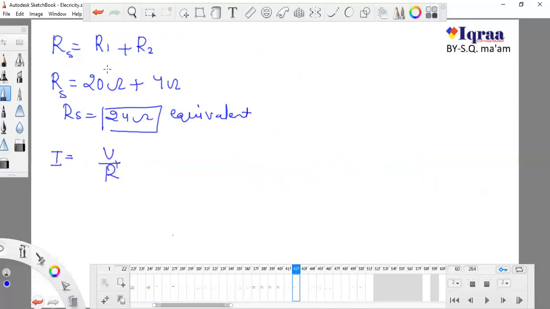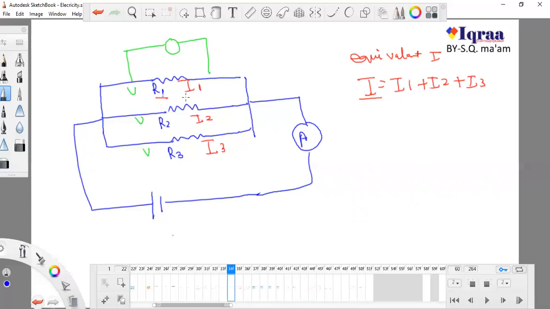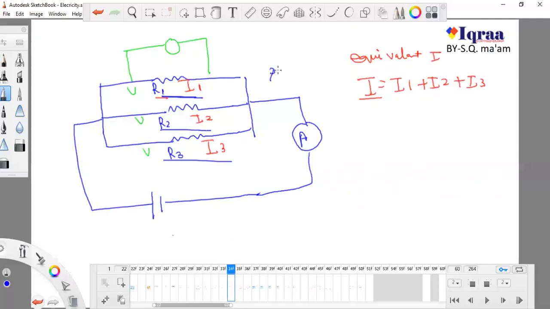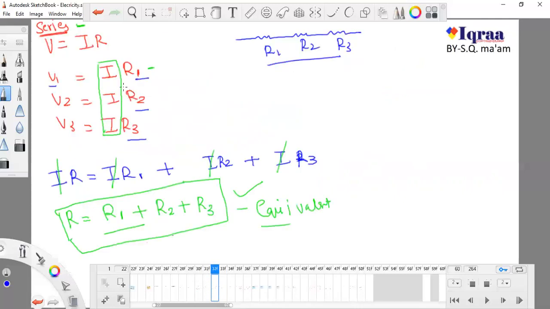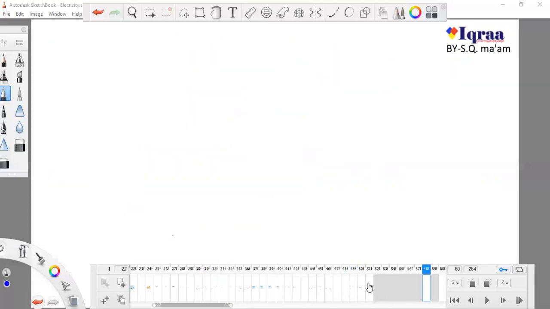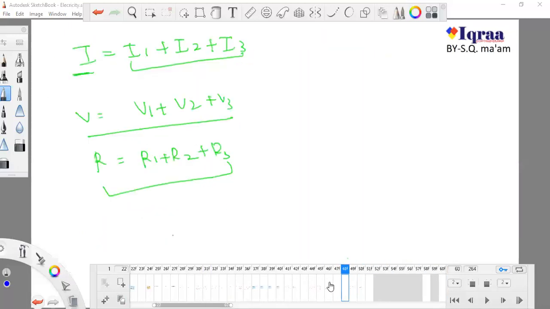Suppose it can be a parallel thing. Then you have to take separate R's, R1 and R2. You have a very good idea of this relation: I1 R1, I2 R2 and I3 R3 with parallel, where V will be the same. And for series, the relation is V1 R1, V2 R2 and V3 R3. So you know that. What should you do? Where should you apply your mind? Where is my question?